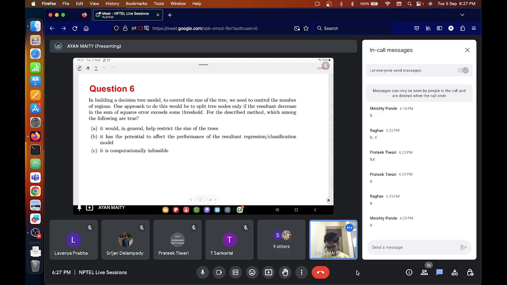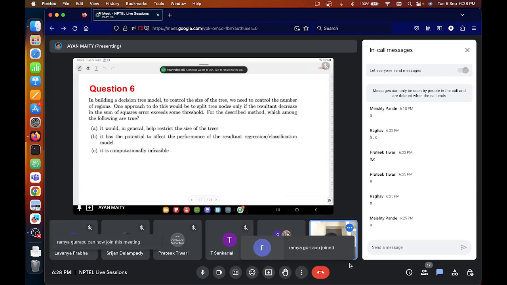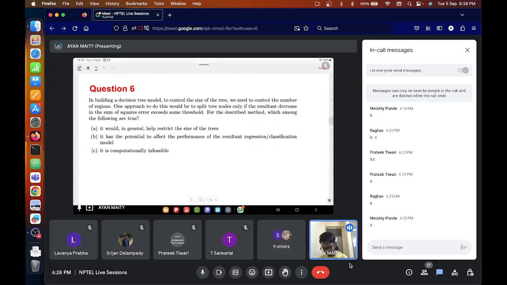Question 6. In building a decision tree model, to control the size of the tree, we need to control the number of regions, or basically the number of leaves. Number of regions is number of leaves. One approach to do this would be to split tree nodes only if the resultant decrease in the sum of squared errors exceeds some threshold. For the described method, which among the following are true?